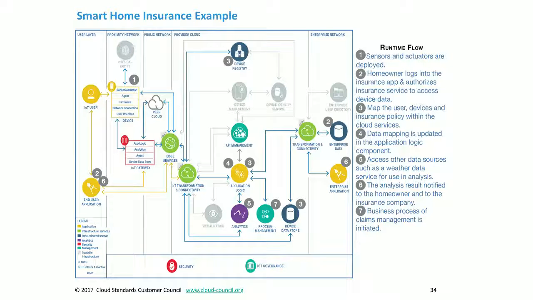Okay. So this is the architecture. We have used some numbers here, and some components are grayed out just for the clarity, so we can show the numbers more clearly. So I will walk through the numbers to talk about how this reference architecture components are used here for implementing the smart home insurance. So we will start with number 1.